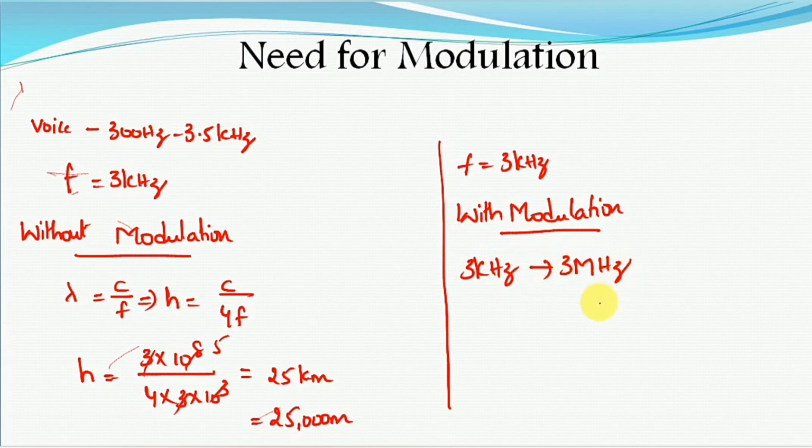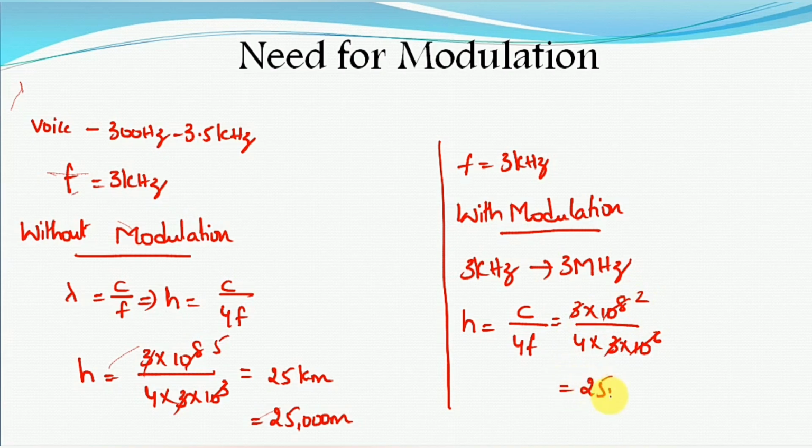Then let us see how the height of the antenna will be. Then height is equal to c by 4f. Now simply substitute. c is 3 into 10 power 8 and frequency is 3 mega, that is 3 into 10 power 6. So 3 gets cancelled. So it is 10 square by 4, which is 25 meters. Which means the height of the antenna, that is 25 meters, can be achieved practically. Therefore, if the frequency increases, the height of an antenna will be reduced.